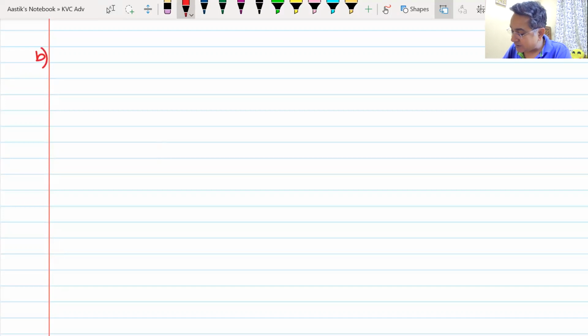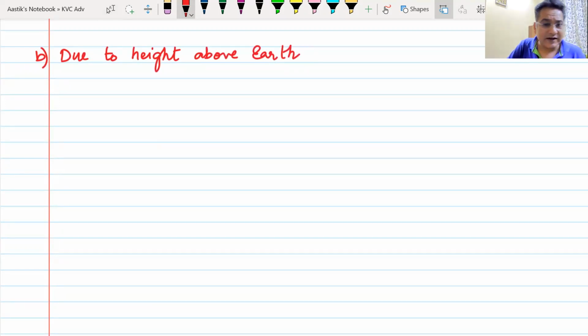Point number B is due to height above Earth. Now, as soon as you start going above the surface of the planet Earth, my dear friends, g also varies. Will it become less or will it become more? Tell me.